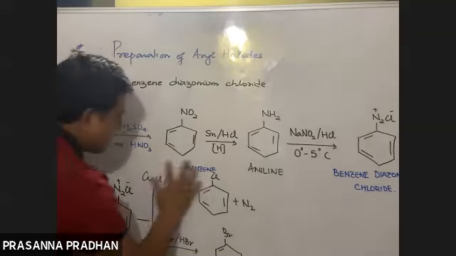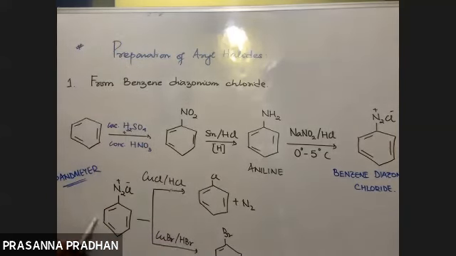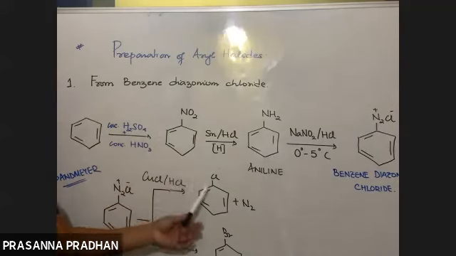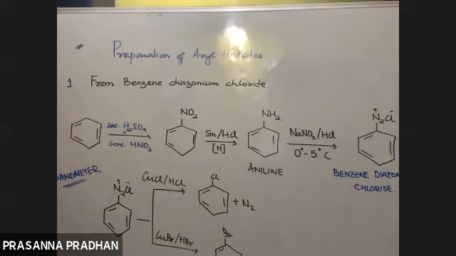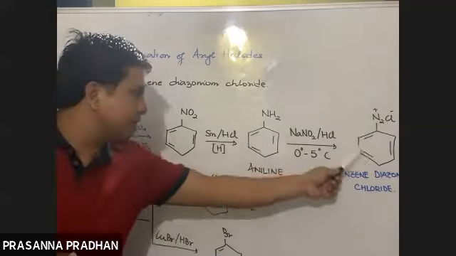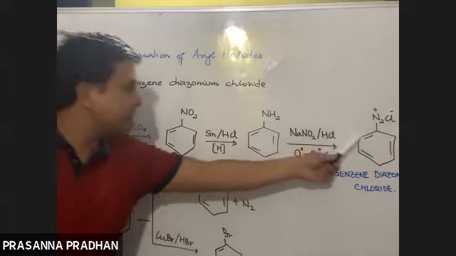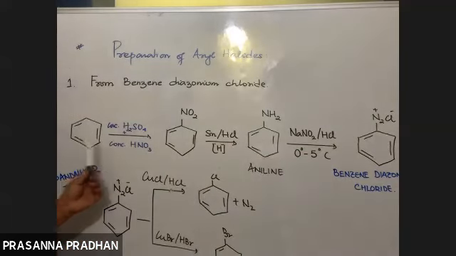Okay, so benzene diazonium chloride to chlorobenzene, CuCl, HCl is the reagent. Benzene diazonium chloride to bromobenzene, CuBr, HBr is the reagent. And what is the name of the reaction? Sandmeyer reaction. So if you are asked how to convert nitrobenzene to chlorobenzene, what will be the route? First, you'll convert nitrobenzene to aniline, aniline to diazonium, diazonium to chlorobenzene. You will follow this route.